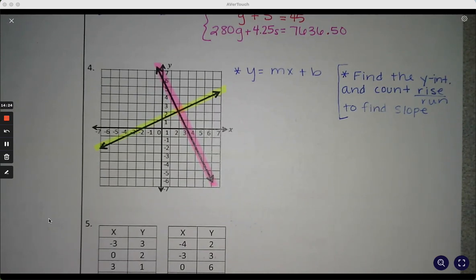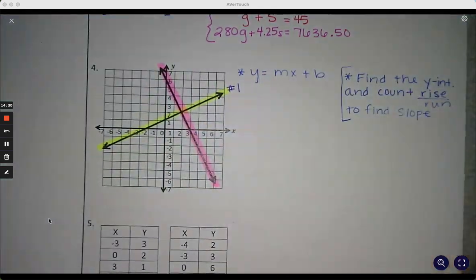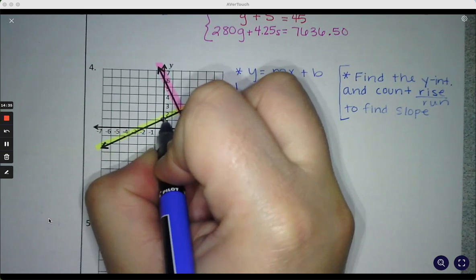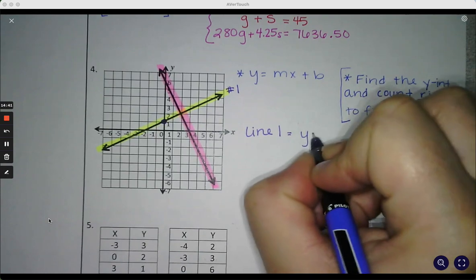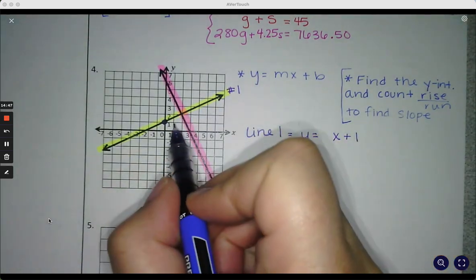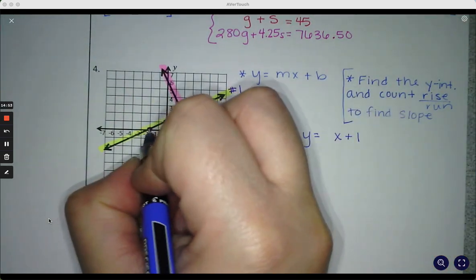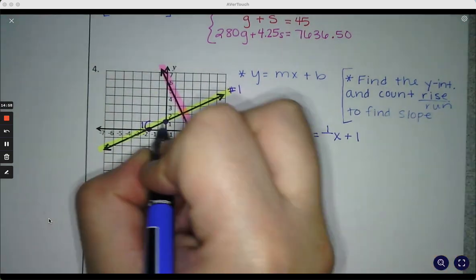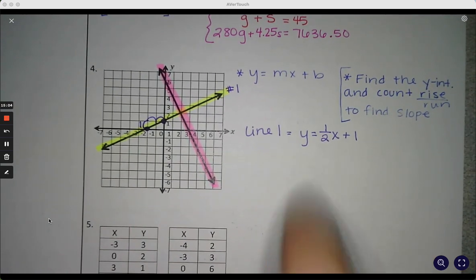Okay, so for line 1, we'll call this the yellow one, number 1. The first thing I notice is that it crosses right here. It's always easier to find your y-intercept first. So I know that it's going to be y equals something x plus 1. So now I'm going to find another good point. This one's pretty good. And we're going to do our rise over run. So rise, we go up 1, over 2, 1/2. Okay, so there's the equation for line 1.